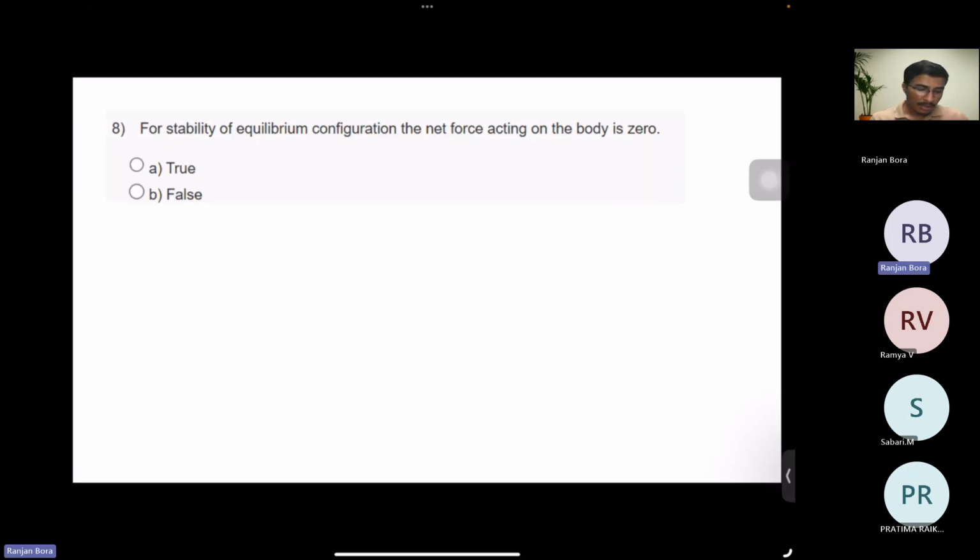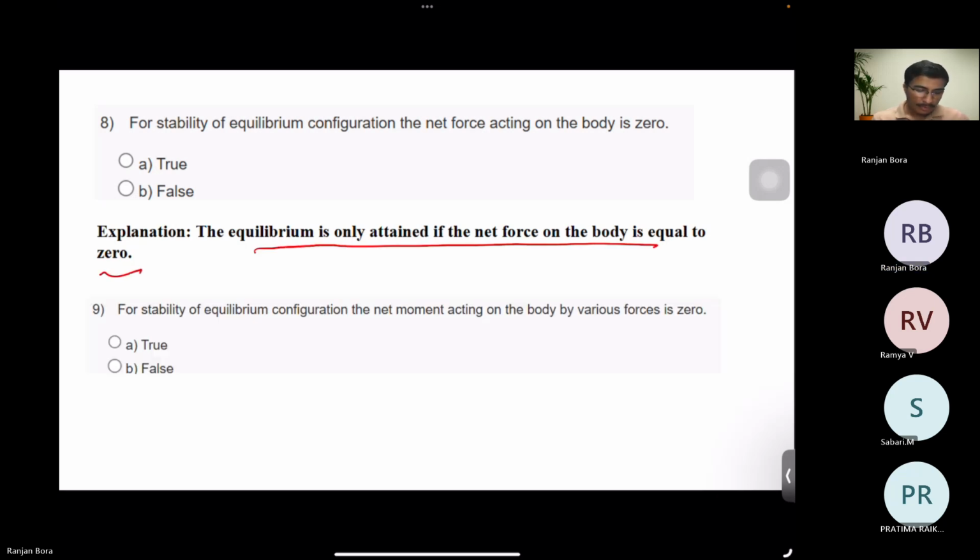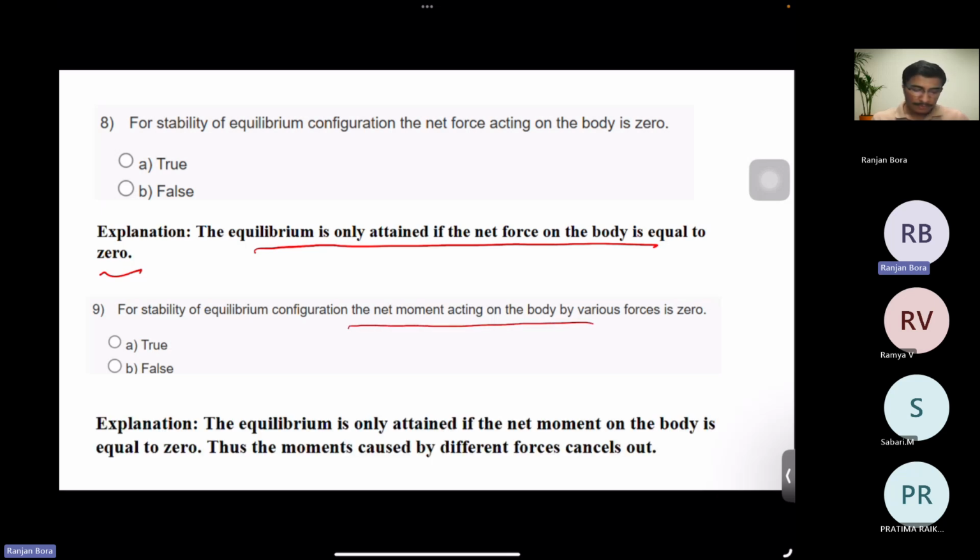Okay, next question. For stability of an equilibrium configuration, the net force acting on the body is 0. It is a true statement we have seen. This is the condition for equilibrium. And similarly, the net moment should also be 0 for the body to remain in equilibrium.